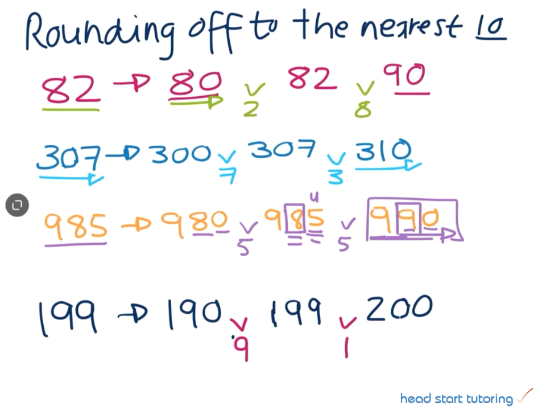So this one is quite obvious because we know just by looking at it that 199 is much closer to 200 than 199 is to 190. So rounding the number 199 off to the nearest 10 will give us an answer of 200.